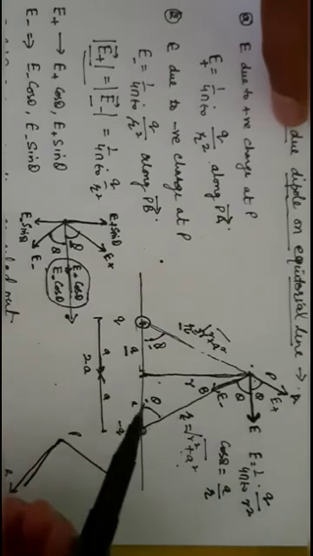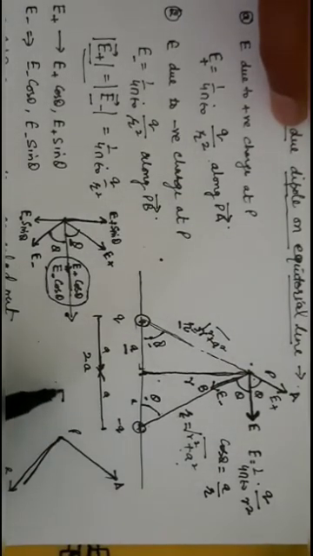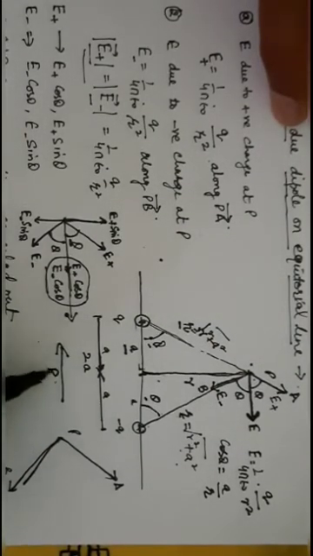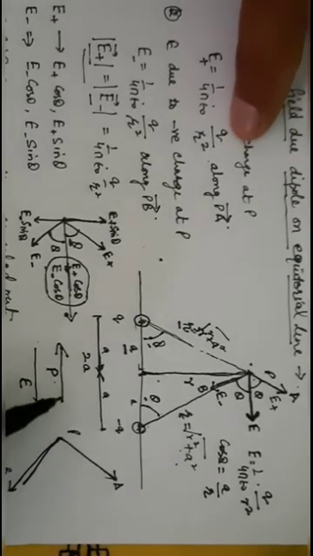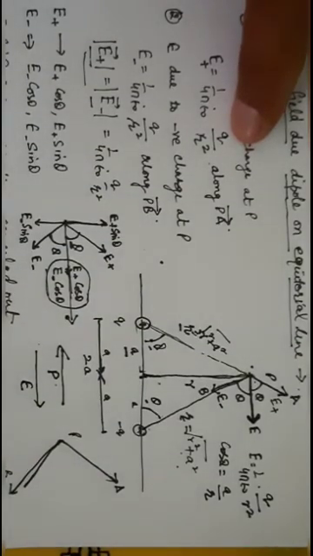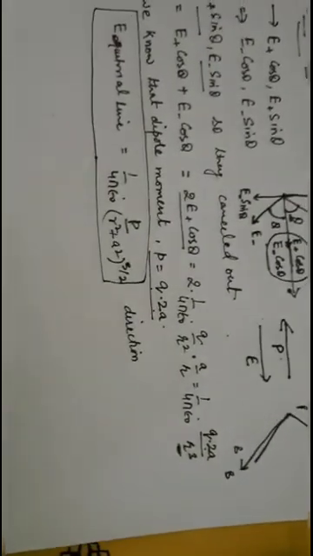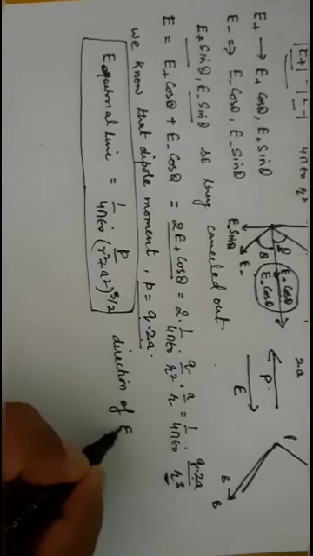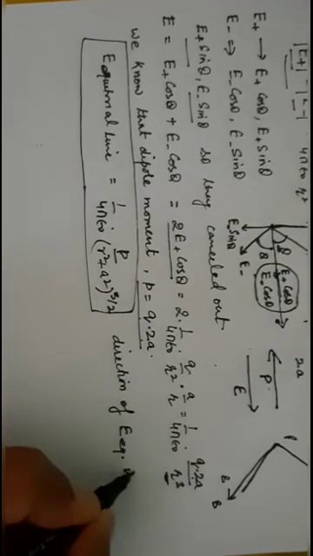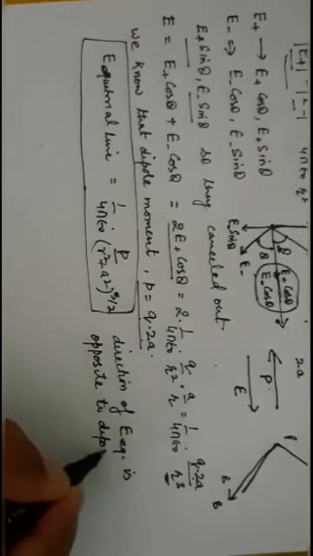If you compare it with the dipole moment, we know that the direction of dipole moment is from the negative to positive. So from here negative to positive, the dipole moment direction is along this direction and the electric field direction is along this direction. So both are in opposite direction. As both are in opposite direction, I can write here the direction of electric field on the equatorial line is opposite to the dipole moment.